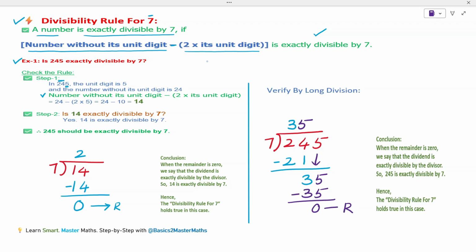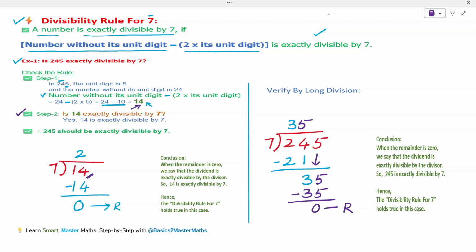The number without its unit digit minus 2 multiplied by its unit digit, that is 24 minus 2 multiplied by 5, gives you 24 minus 10. So you are going to get 14 as the final result. Step 2. Is 14 exactly divisible by 7? Let us check.